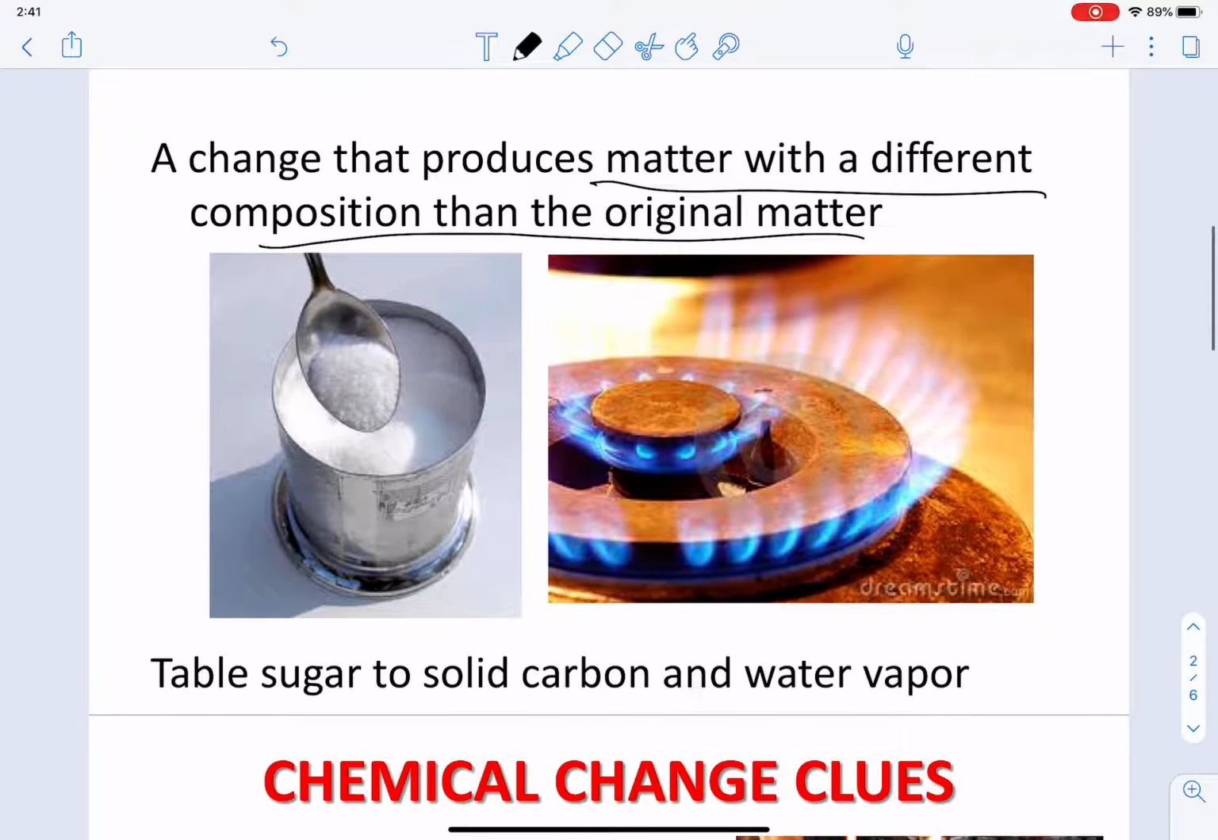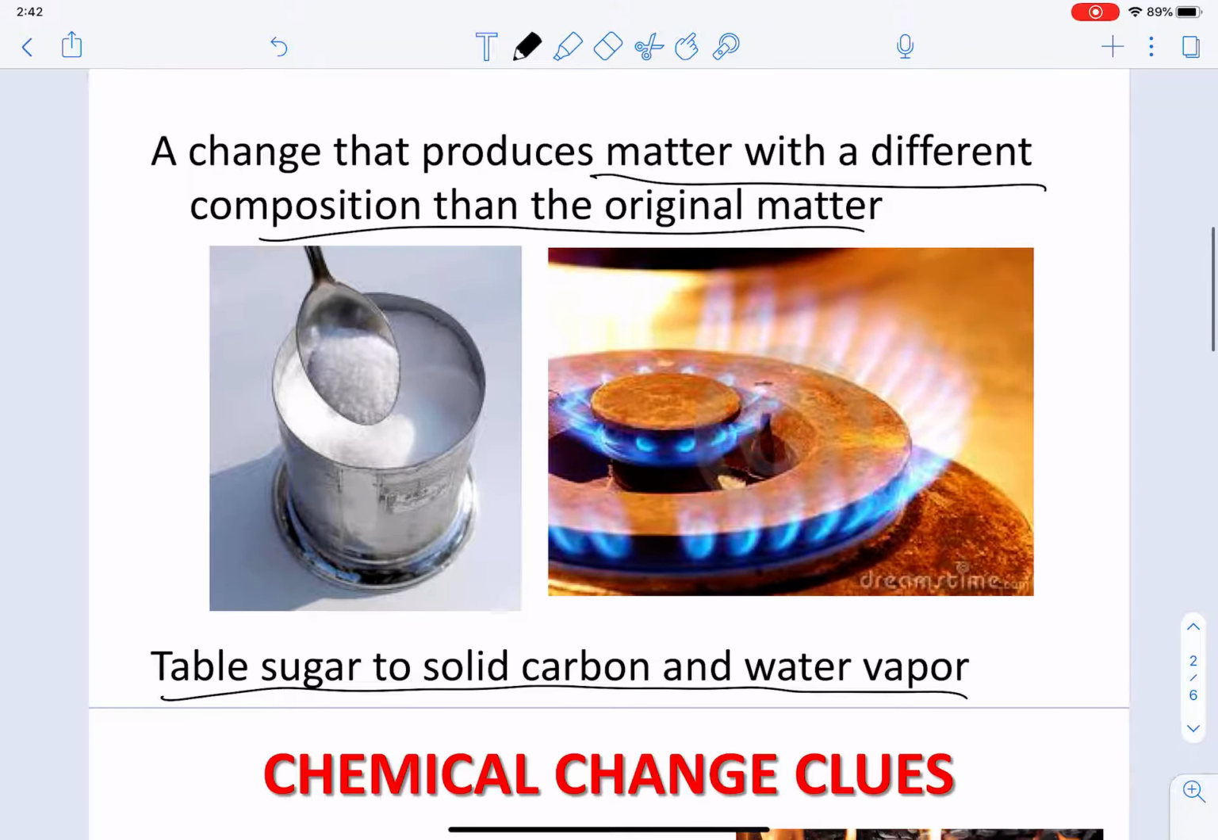Okay, table sugar to solid carbon and water vapor, we can use this as our example. So when we heat it up, or if you heat up bread and things like that, or toast, you'll notice it can become black or darkened. That is a signal to us that a chemical change has occurred, because that black soot or that burnt piece you see on a piece of toast, that's carbon that is appearing.